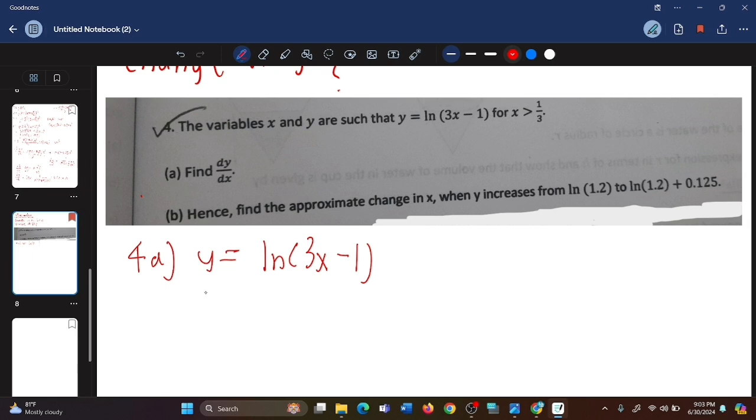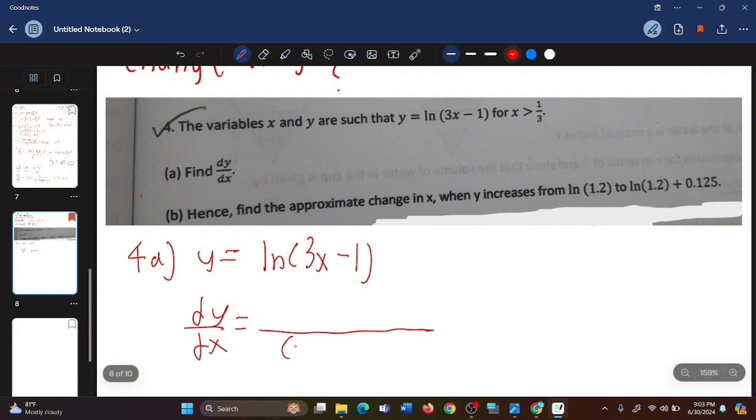So first I do dy by dx. First let me put whatever there is in the bracket as the denominator, 3x minus 1. Then we differentiate 3x minus 1. What is the differentiation of 3x minus 1? It is 3. So we put 3 as the numerator. We multiply the entire thing with the differentiation of 3x minus 1, that is 3. So dy by dx becomes 3 by 3x minus 1.